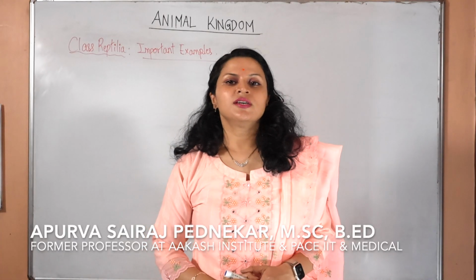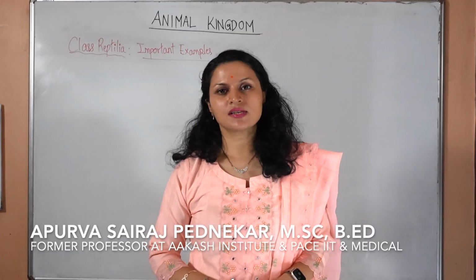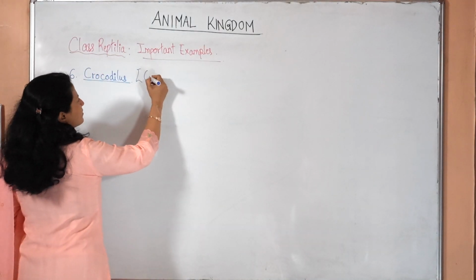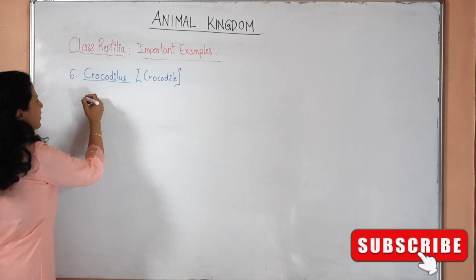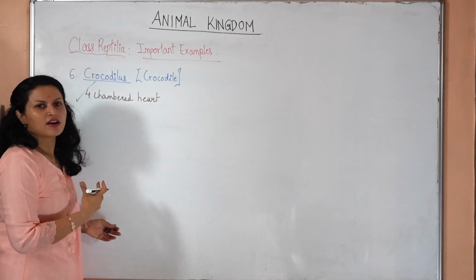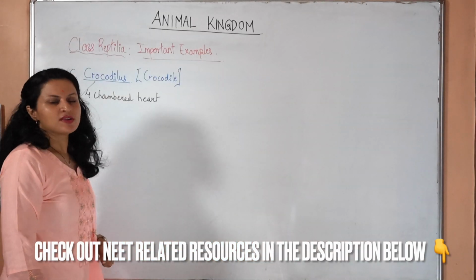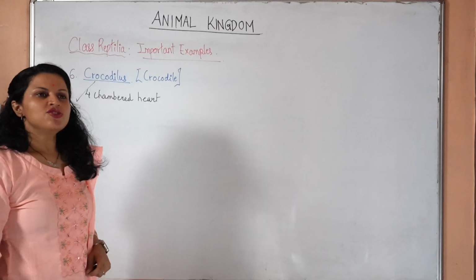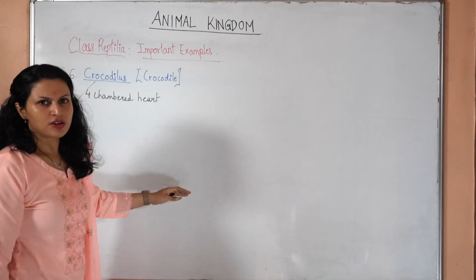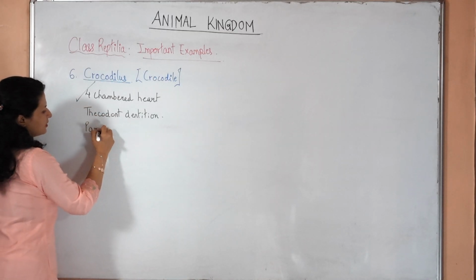Let us continue with the important examples of reptiles. We have completed 5 examples in the previous class. Crocodylus, commonly called as the crocodile. They are advanced reptiles. They have a 4-chambered heart. This thing should be engraved in your heart, okay? The crocodiles have a 4-chambered heart. Despite being reptiles, all the other reptiles have the 3-chambered heart with a partially divided ventricle, but they have a 4-chambered heart. There is Thecodont dentition. There is parental care as well.